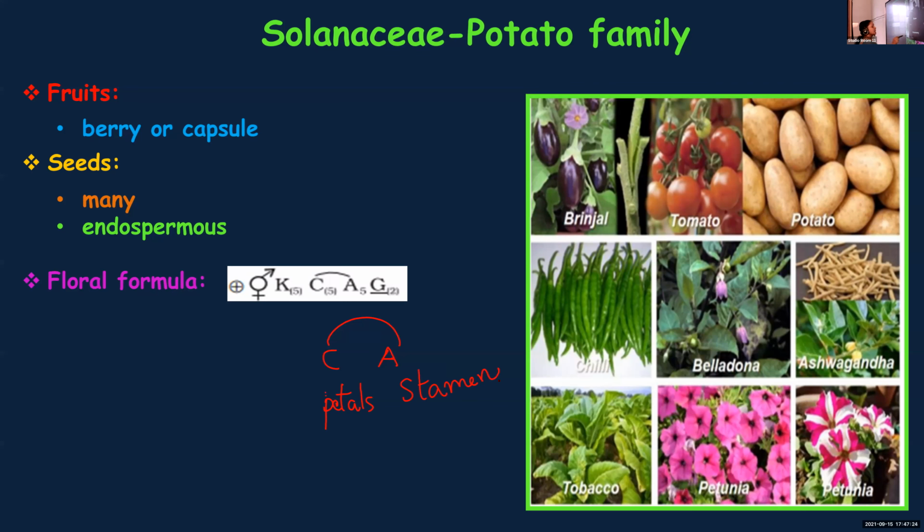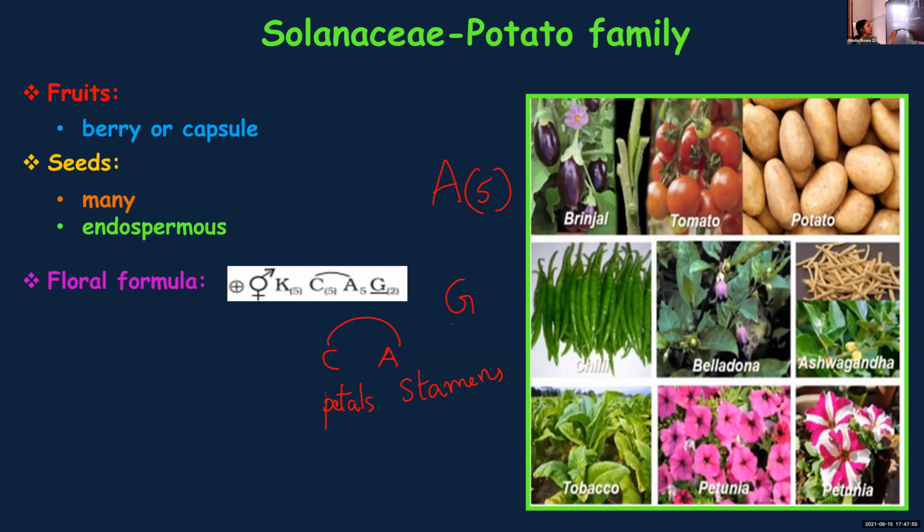So what does that mean? Stamens are fused with petals, epipetalous. Didn't we learn that point? It shows epipetalous condition. The stamens are attached to petals. And andrecium, A, simply 5 is written. It is not in brackets. That means the stamens are not united. They are free.